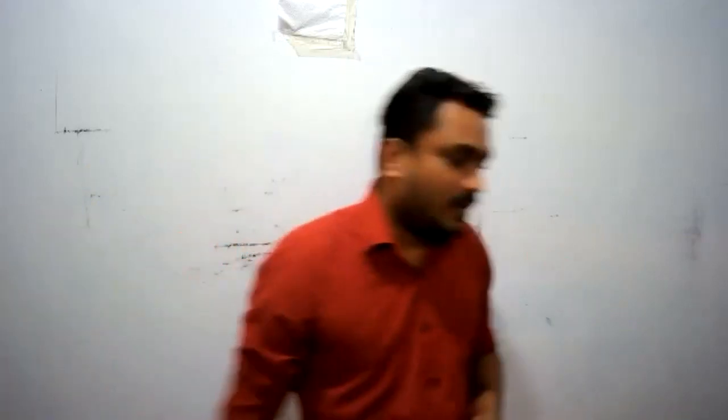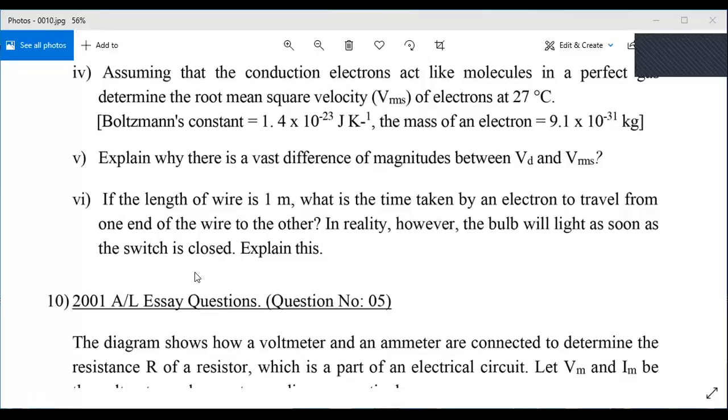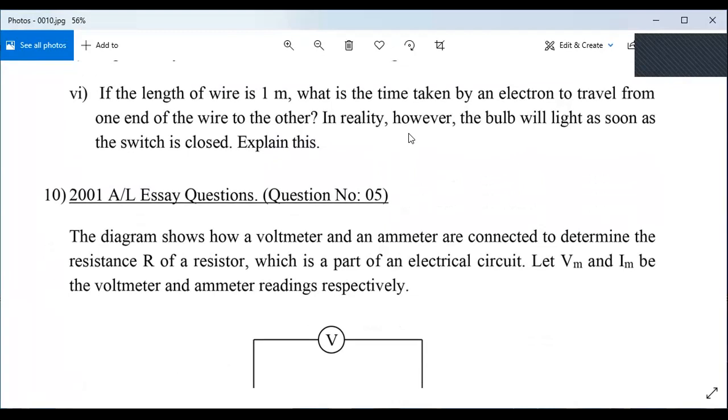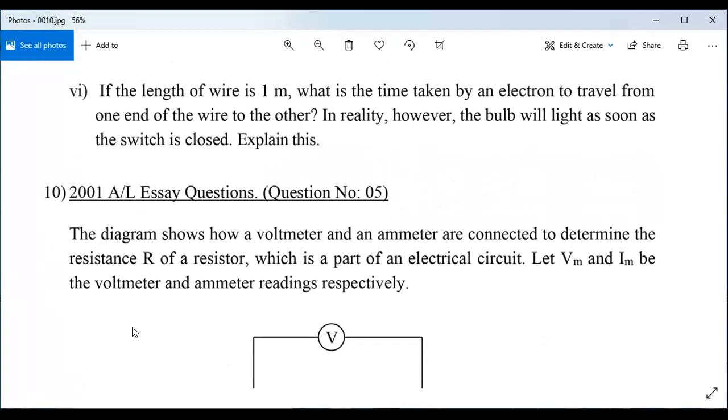Right. Let's go to the next question. Let me show you the next question. Somebody unmute the mic and read Roman number 6 of the 2000 AL past paper question. Somebody please read question number 6 quick.